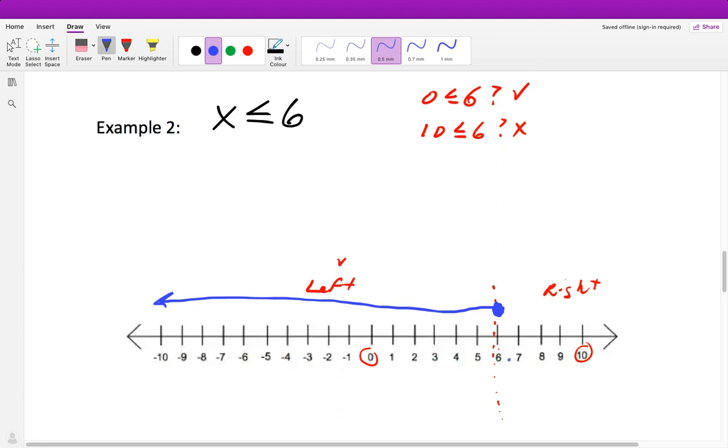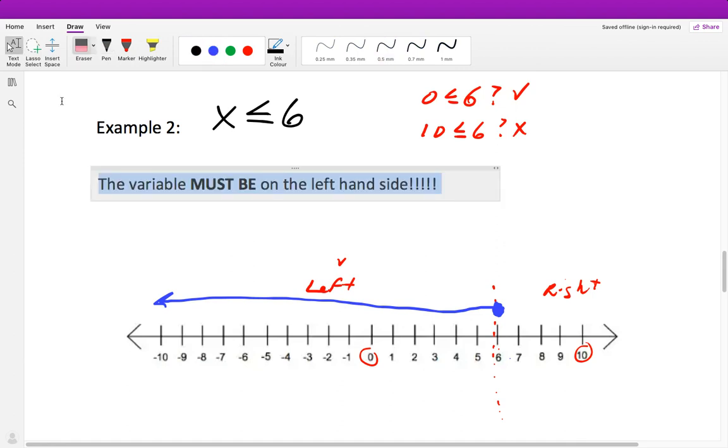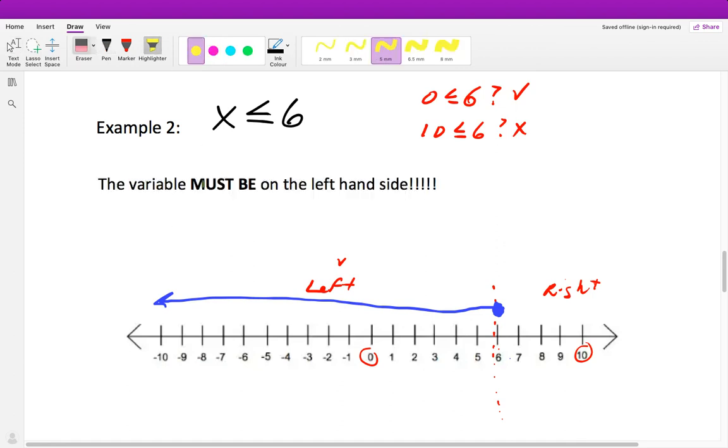All right, so we already learned how to do it this way, where we're plugging in. Well, one of the ways that we can actually do this, and it's very, very important, let me pause this real quick. The other way I'm going to show you, what's very important is the variable must be on the left-hand side. So if our inequality was written as 6 is greater than or equal to x, we would have to rewrite this. We can't read it like this if it's on the right-hand side.